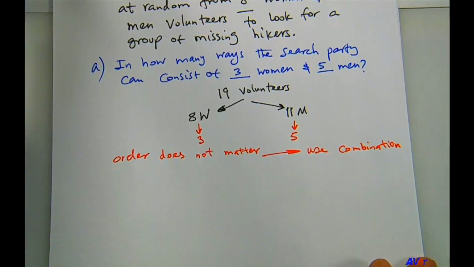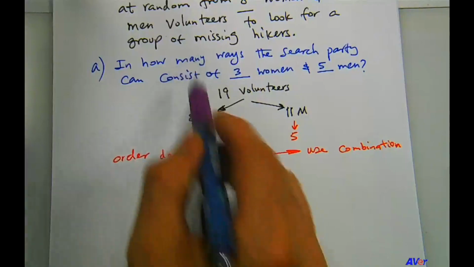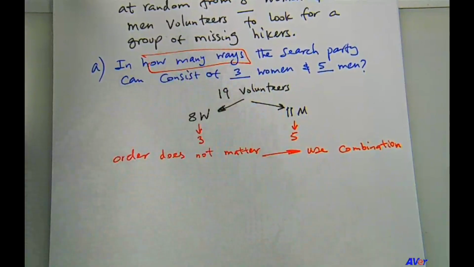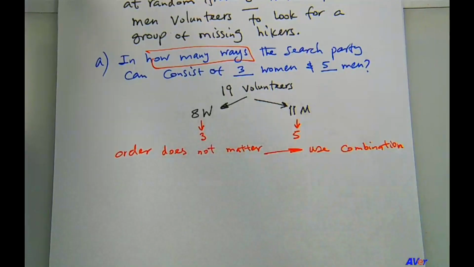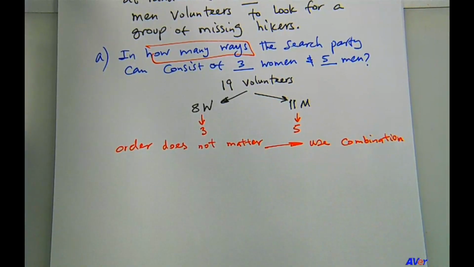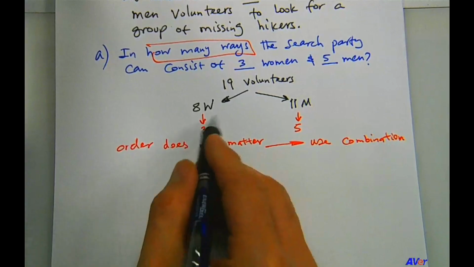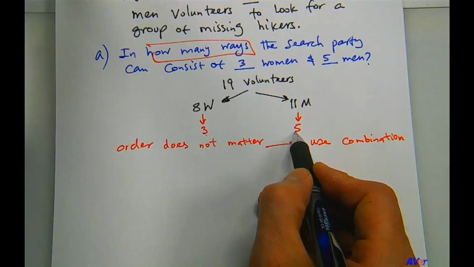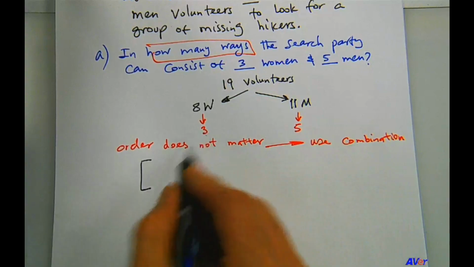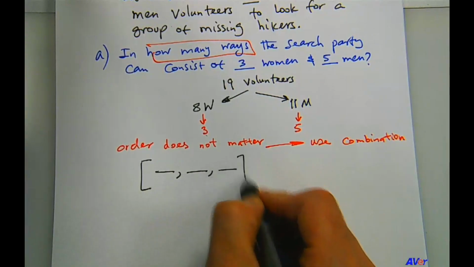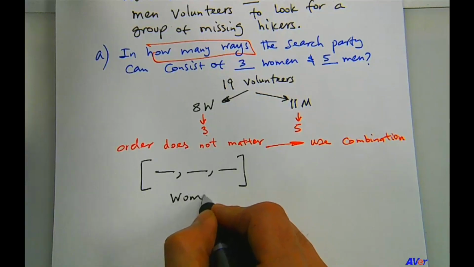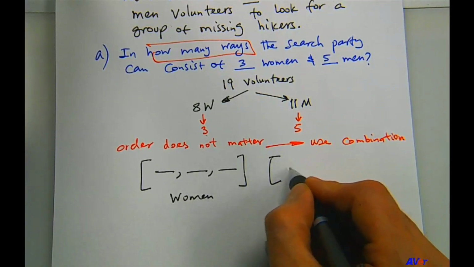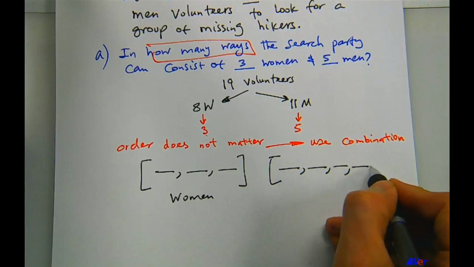Okay. Knowing that, then we're counting in how many ways these 8 people can be put together given this group of volunteers. Since we know order does not matter, then we have 8 choose 3 and 11 choose 5. So we have 1, 2, 3. This is for the women group. And then for the men group, we have 1, 2, 3, 4, 5.